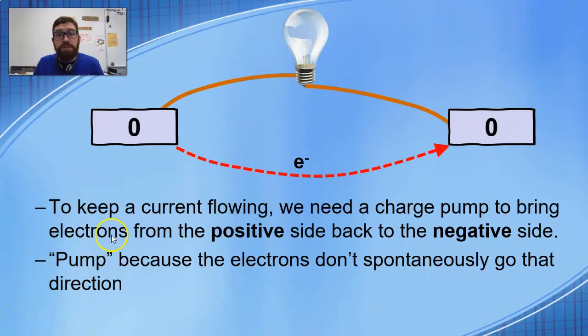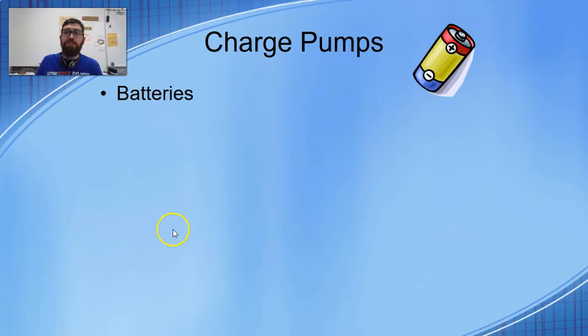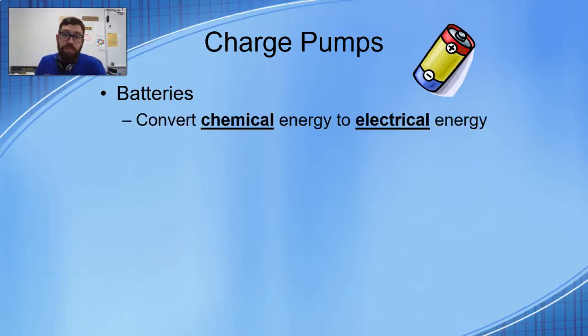All right, so let's talk about charge pumps. Another word for a charge pump is just a battery. Actually, there's a lot of things that pump charge, that pump electrons against their natural flow back to the negative side, and one is a battery. A battery is a device that converts chemical energy to electrical energy. I'm going to tell you a lot about a battery in just a minute. Up till now, you may have thought that a battery is just a black box that magically powers stuff. Well, now you're going to know how that works.